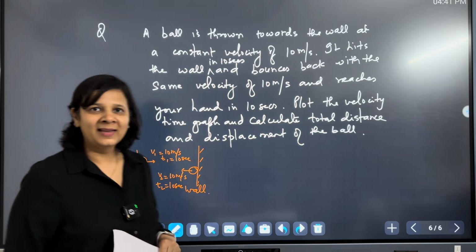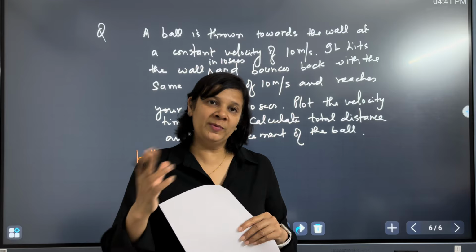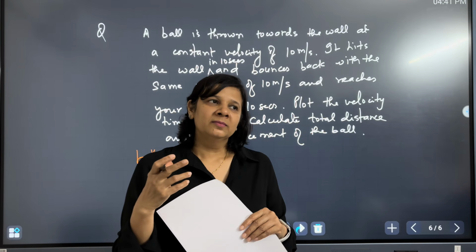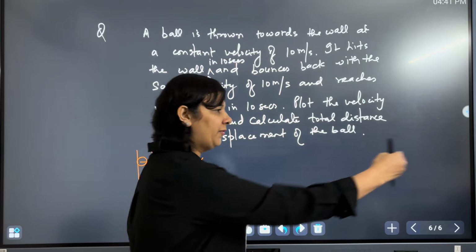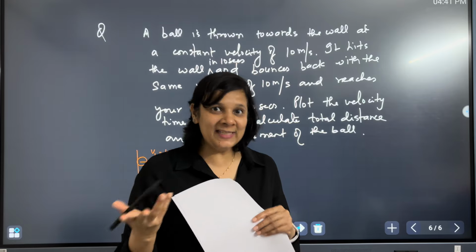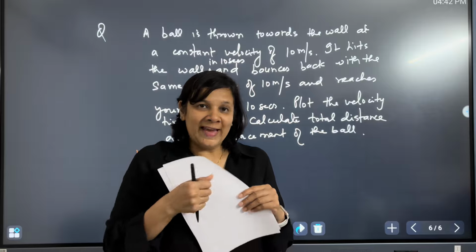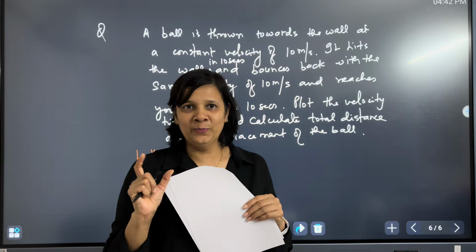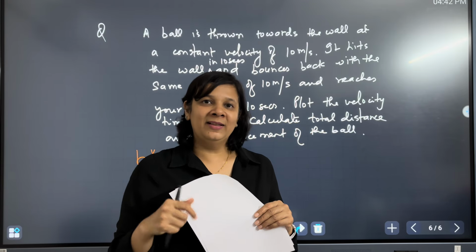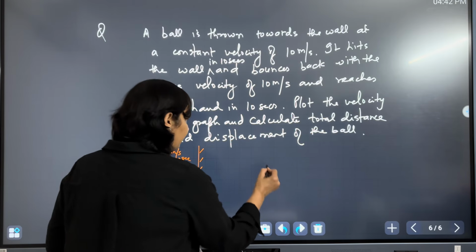Now, intuitively, you have to calculate that from the graph. It is obvious to you that the distance traveled you have to add, and the displacement will be what? You are catching the ball again. So the displacement of the ball is 0. Now let us see whether you get the same information from the graph or not. How do you plot the graph?